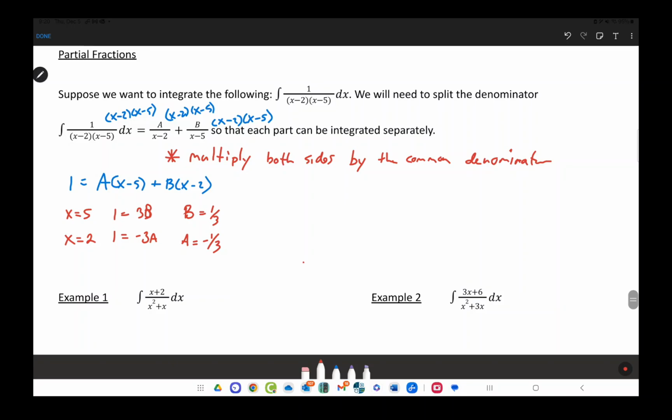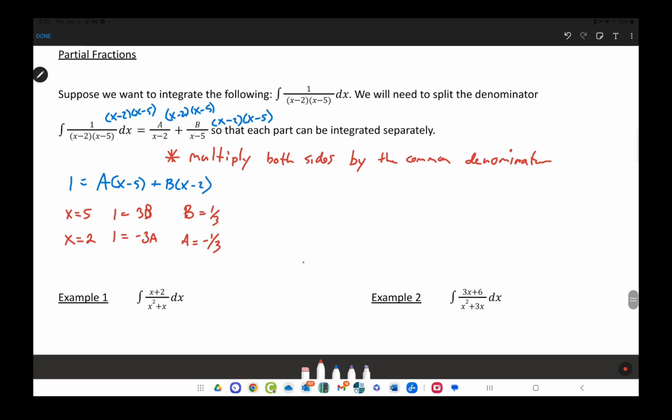If the numerator on the original function was 2 instead of 1, would we set it all equal? Yep. We set it equal to whatever the numerator is on the other side.